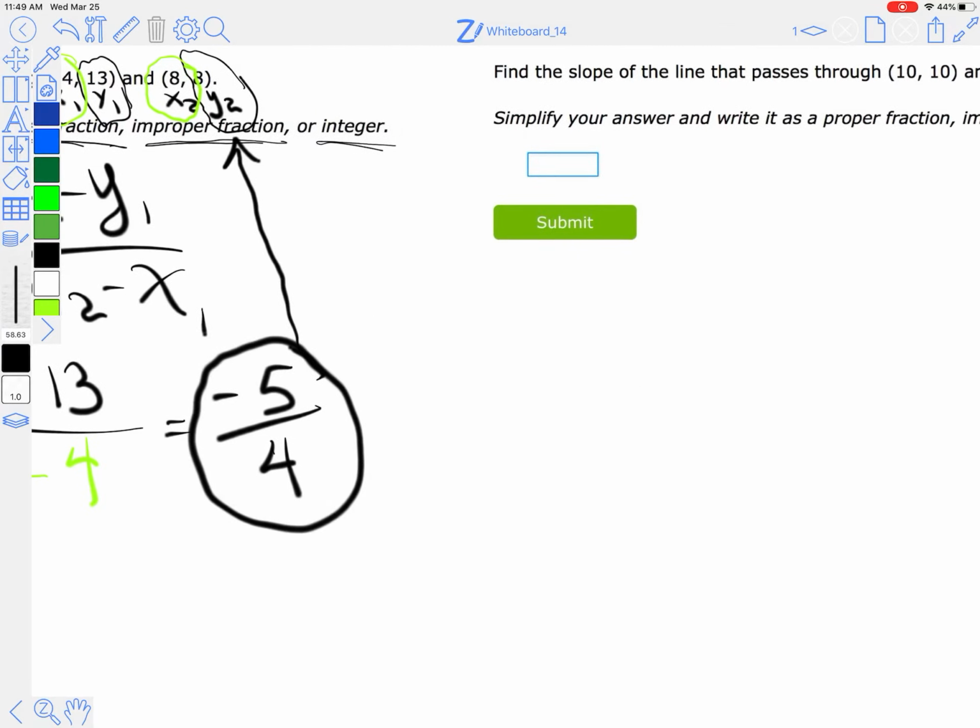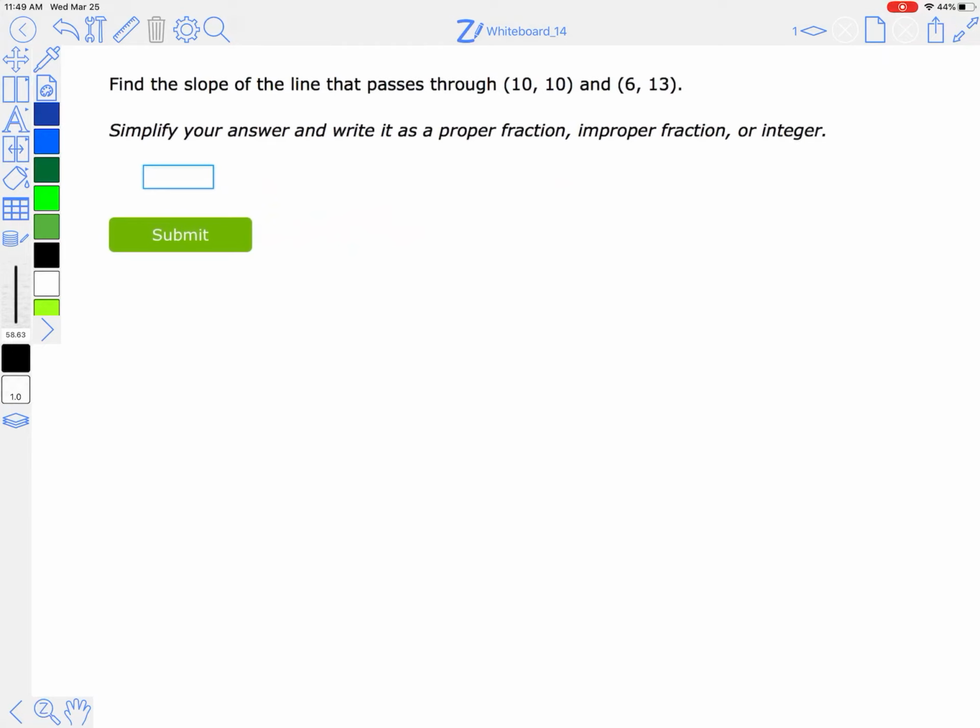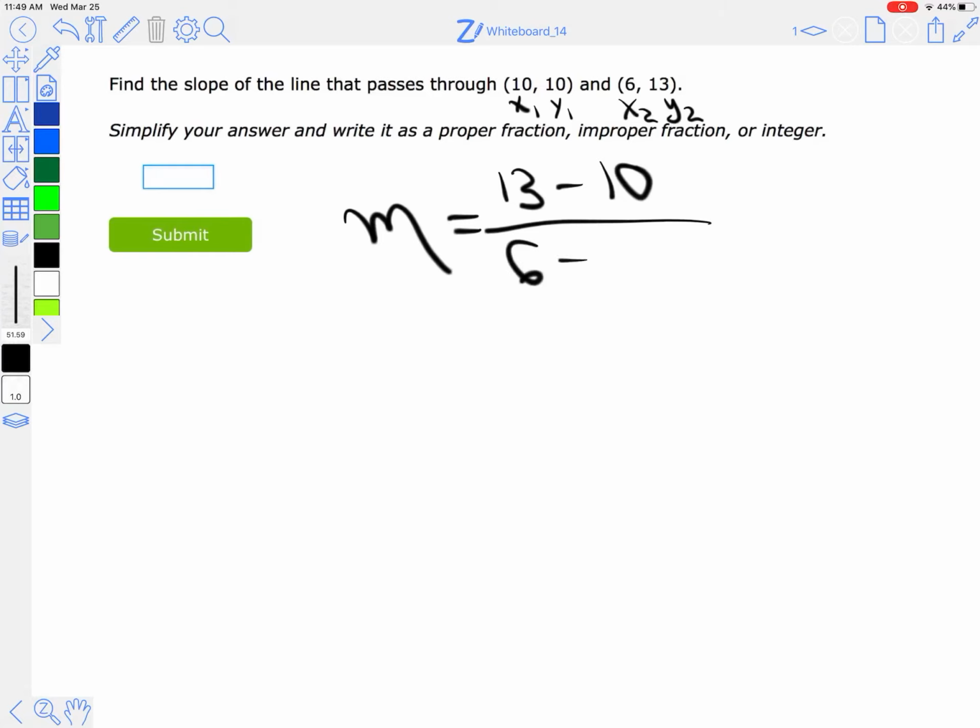All right, let's do another example here. I'm going to do the same sort of thing. Find the slope of the line passing through (10, 10) and (6, 13). Again, I'm going to start the same way. x1, y1, x2, y2, and fill in my formula. And if you remember, the formula is y2, that's 13, minus y1, which is 10, over x2, which is 6, minus x1, which is 10.